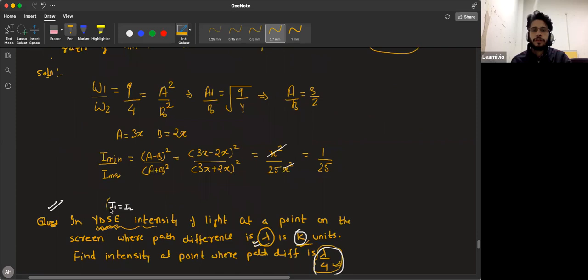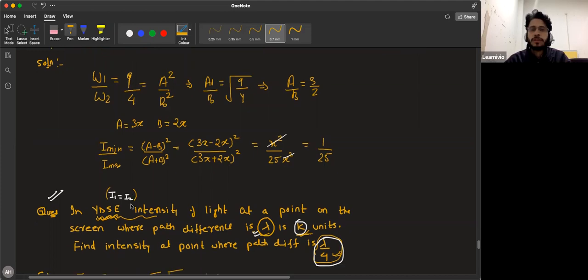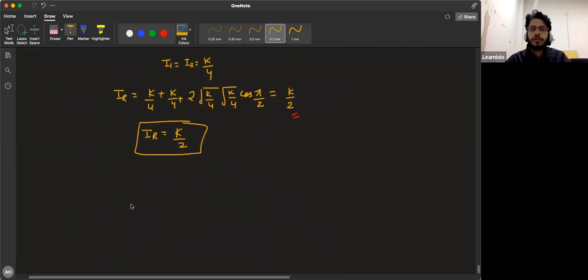When you say Young's double slit experiment, that means the intensities are the same. I1 is equal to I2. Both the slits are identical. In the original Young's double slit experiment, Young took both the slits as identical.